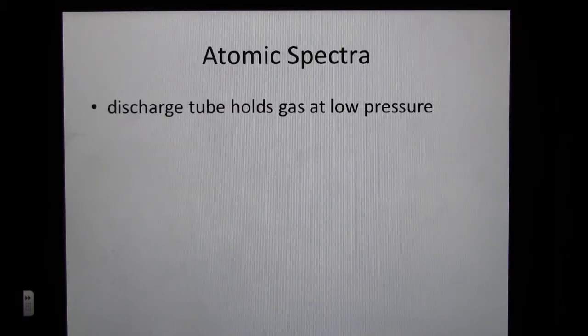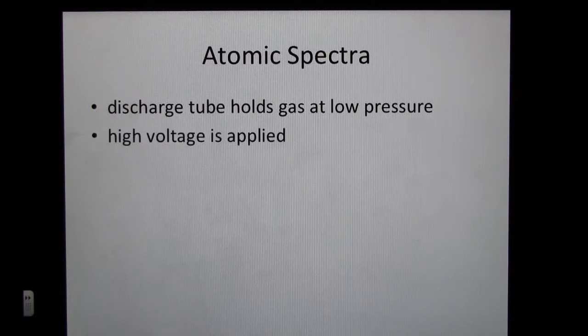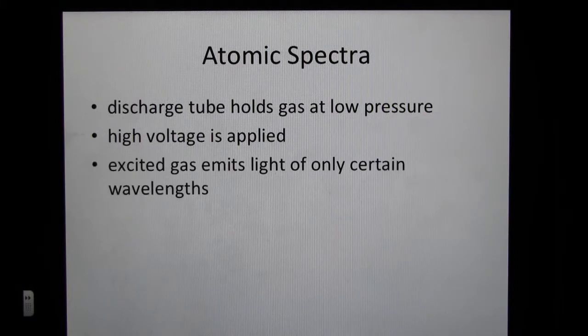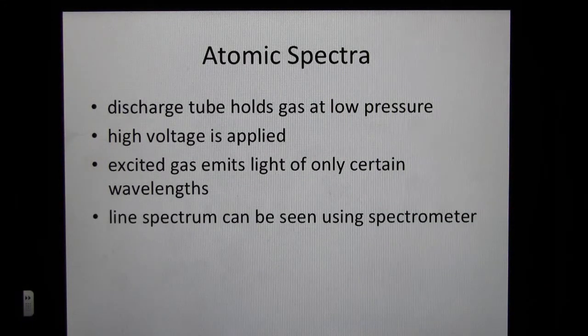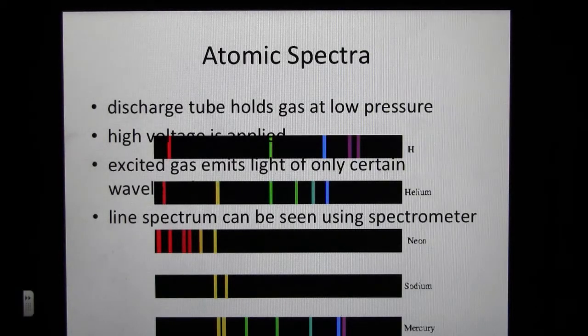A discharge tube is designed to hold gas at a low pressure. When a high voltage is applied across the discharge tube, the excited gas emits light of only certain wavelengths or frequencies, producing the appearance of different colors. When viewed through a spectrometer or spectroscope, the line spectrum is visible, showing the combination of colors producing the glowing light. This is known as an emission spectrum. This can be shown for several gases.